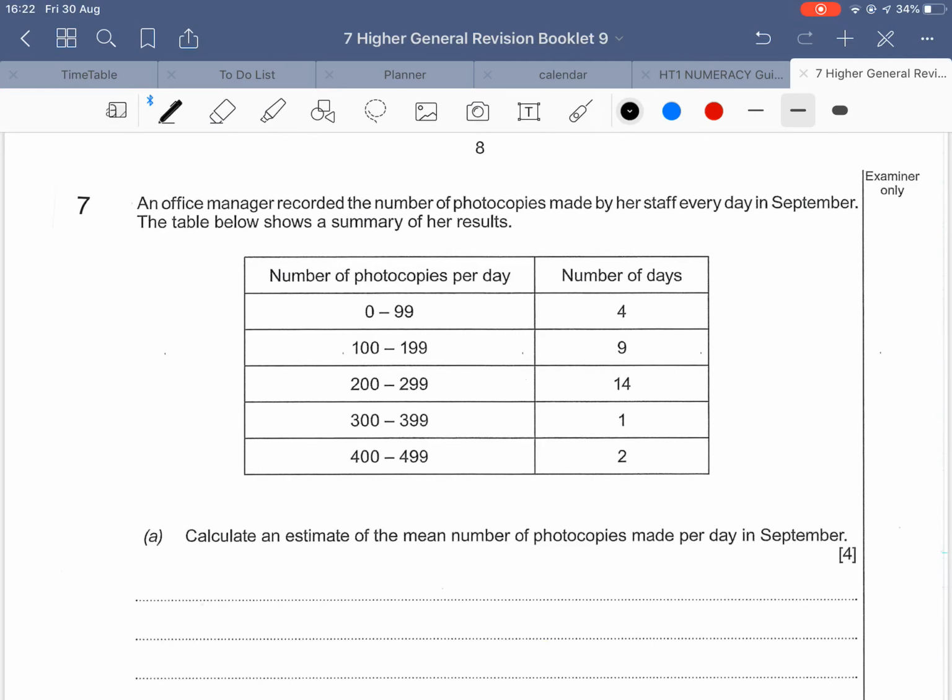Okay, an office manager records the number of photocopies made by his staff every day in September. The table below shows a summary of her results. So, grouped frequency table. Calculate an estimate for the mean number of photocopies per day in September. So, when we're doing an estimate for the mean, we need to use the midpoint in our frequencies. So we use the midpoint of all of these groups.